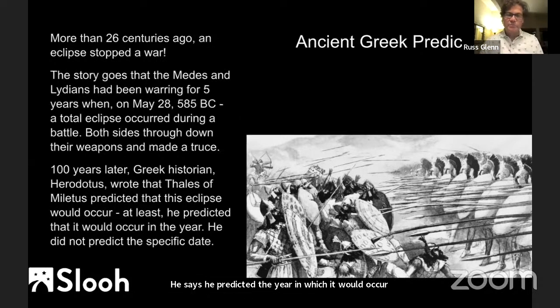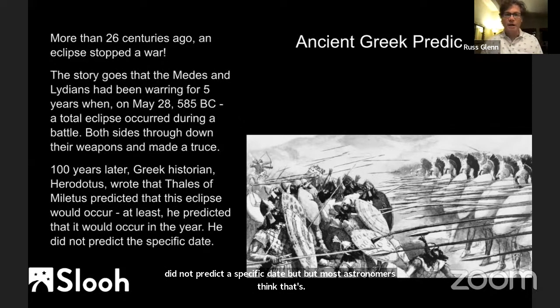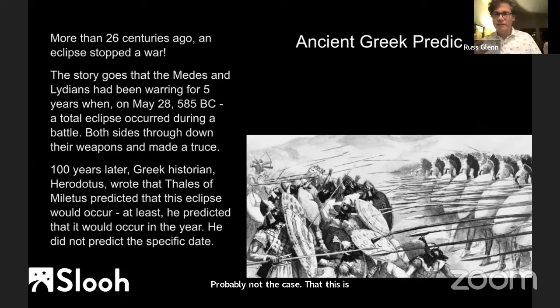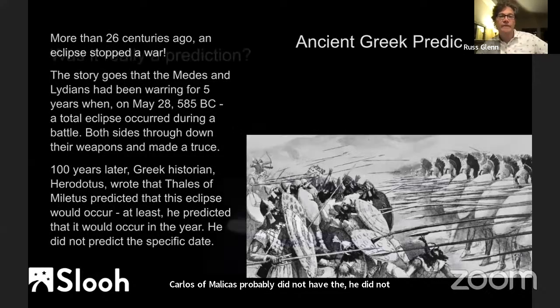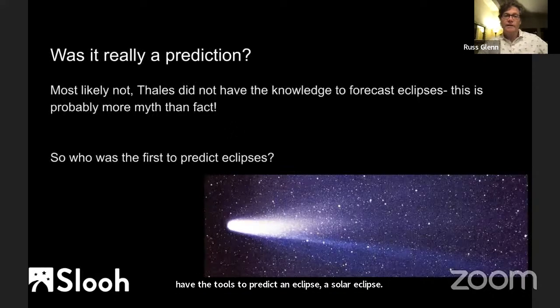most astronomers think that that's probably not the case, that this is probably just attributing something to him. I mean, 100 years had passed. There's no clear evidence that this was predicted, even though there's a historical account that it was. It's a much later historical account, probably not a prediction. Thales of Miletus probably did not have the tools to predict a solar eclipse. So probably this is more of a myth than fact.